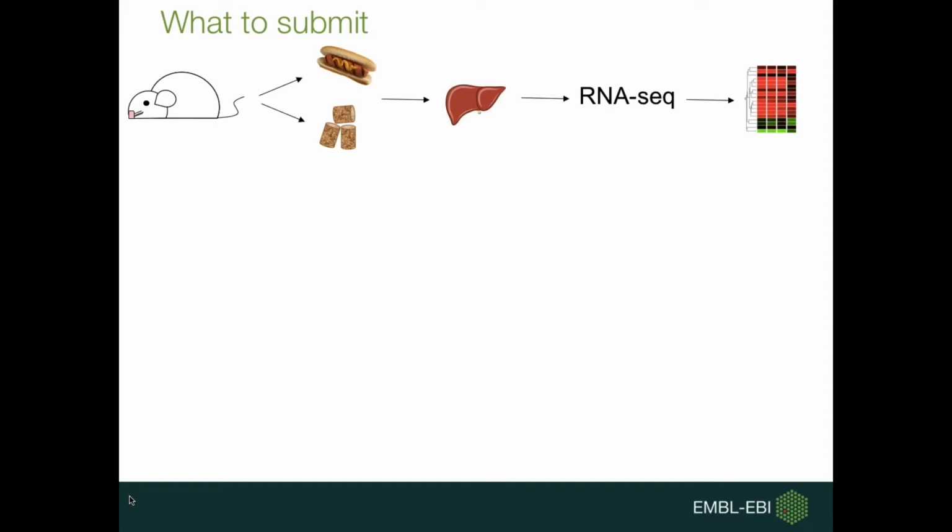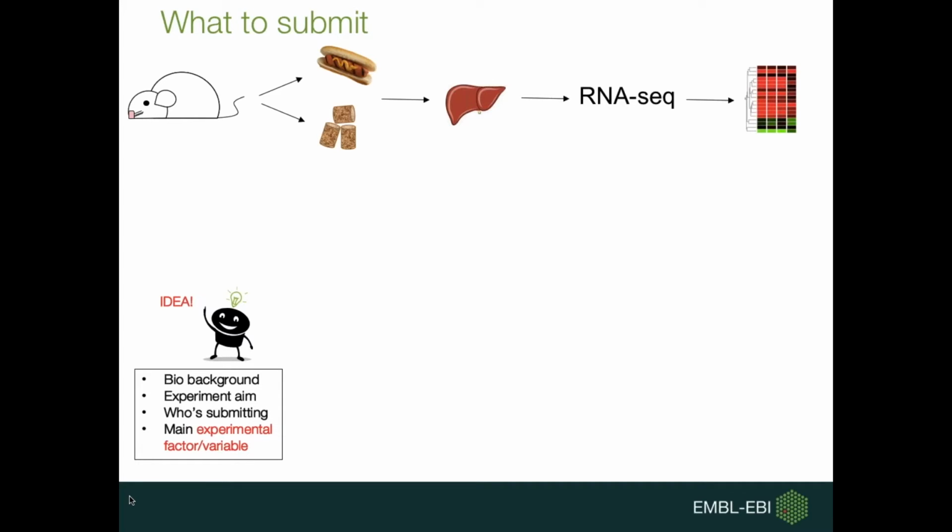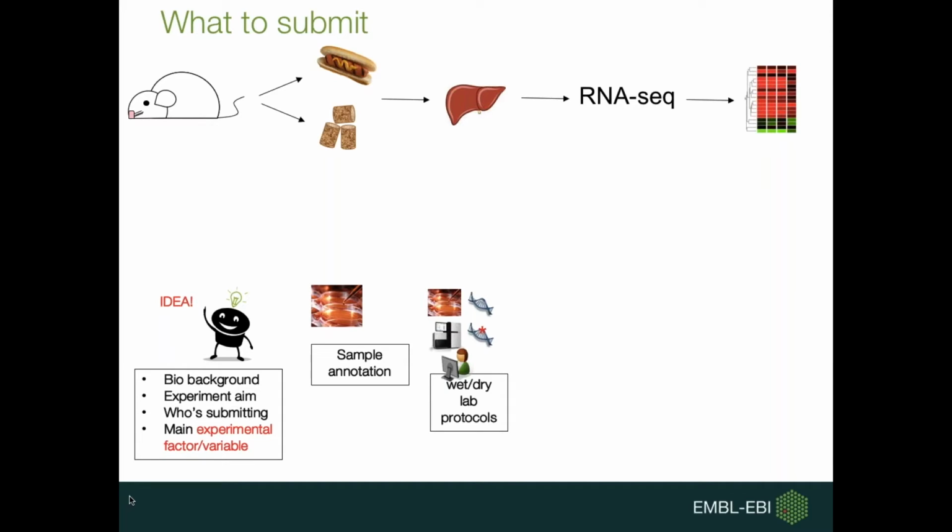So what kind of stuff do we need to include when submitting our experiments? To get a better idea of this, what I want you to do is imagine you've been shown this picture and someone's asked you to reproduce this experiment. What kind of information do you need in order to do this? Well, you probably need to know a little bit about why you're doing the experiment, what's the aim, who did it originally, and what's the main experimental variable. You'll also need to know a bit about the samples, what kind of mice were used, what kind of diets, what kind of samples were taken from the mice, and exactly what kind of sequencing protocols were used.